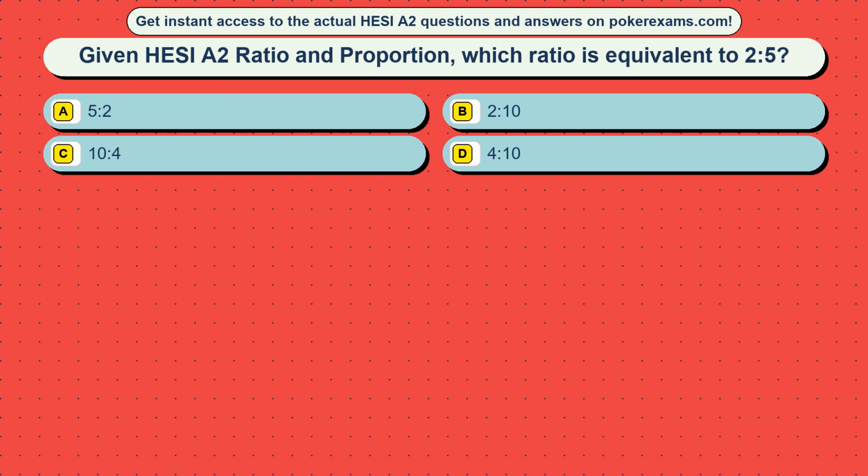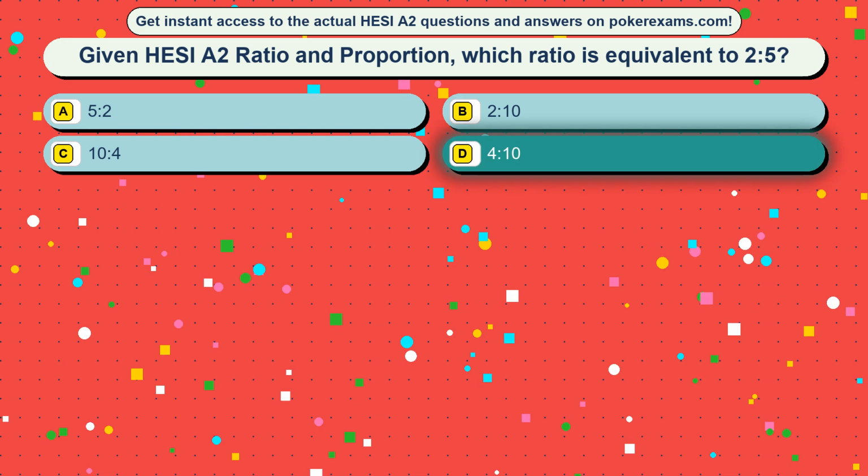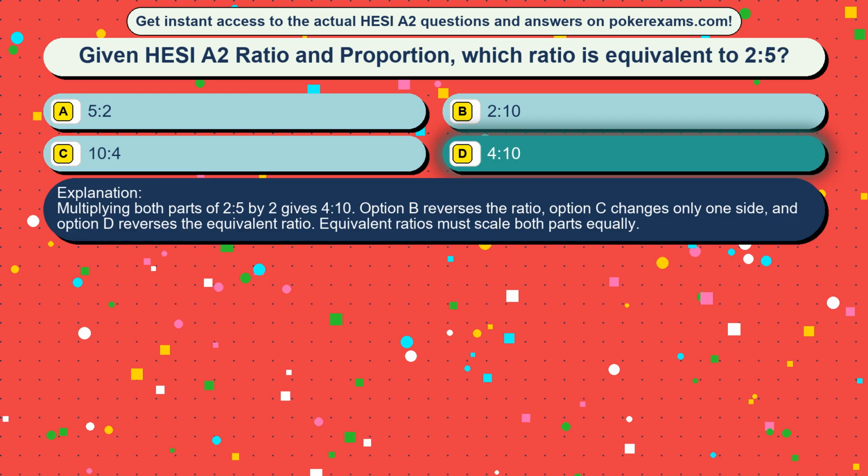Question 18. Given HESI A2 ratio and proportion, which ratio is equivalent to 2:5? Option A 5:2, option B 2:10, option C 10:4, option D 4:10. The correct answer is option D, 4:10. Multiplying both parts of 2:5 by 2 gives 4:10.